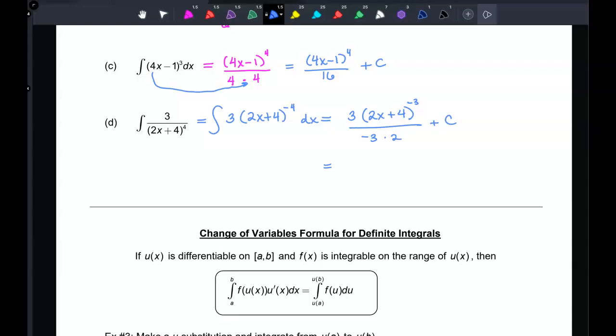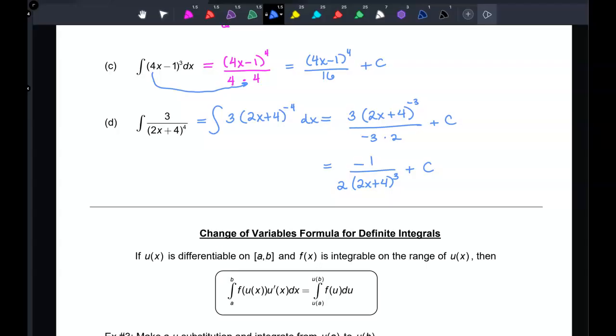So the 3's are going to cancel. So I have a negative, I'll make that -1 on the top. 2 times 2x plus 4 to the 3rd plus c. Again, all of these can be done the way that I showed you on Thursday. But if you recognize a shortcut, you can use the shortcut.